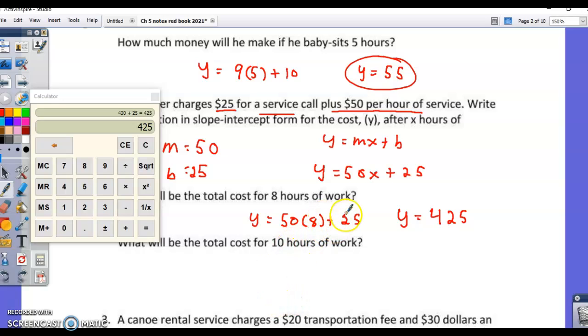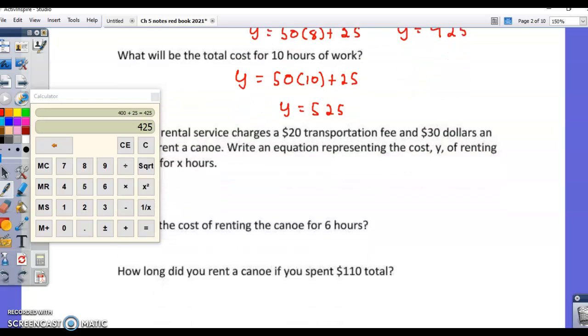All right, what would you make if you work 10 hours? 2 ways you can do this. You get $50 per hour. That's a difference of 2 more hours from 8, so you could add another $100 to this, or probably the easier way is just substitute 10 in for your x. 50 times 10 plus 25. Again, this is your equation. This is what we're going back to. So 50 times 10 would be 500 plus 25, so your total would be $525.